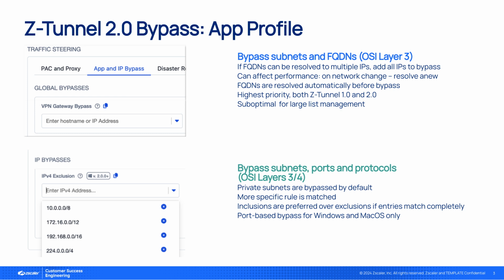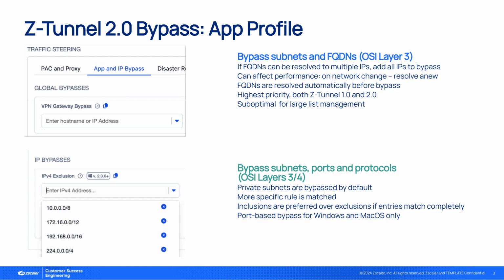The primary use case for these is to bypass VPN gateways, but this can be used for any FQDN, IP, or subnet. Note that resolution on these is performed on each network change, so this can have an impact on performance, and it is not recommended that you use this field for more than a dozen entries.